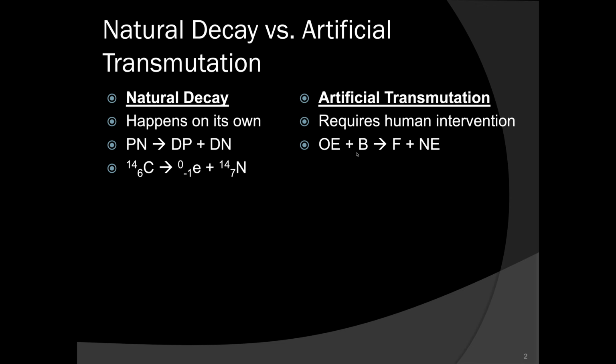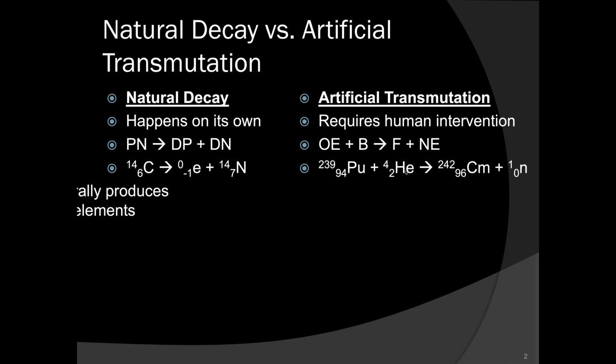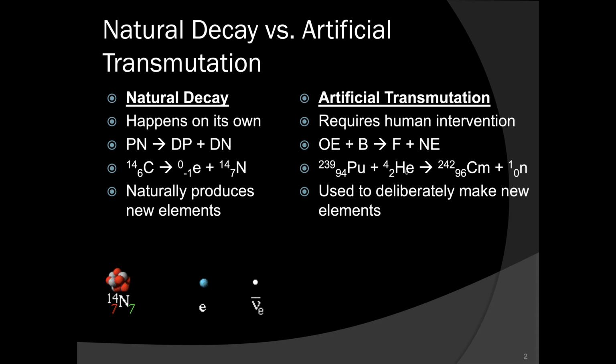So this is the natural beta decay of carbon-14 into nitrogen-17, and this is the artificial transmutation of plutonium-239 into curium-242 by bombarding it with an alpha particle. You see, plutonium-239 will not naturally turn into curium-242. It requires human intervention by whacking it with a particle bullet. Now, of course, a bullet implies a gun, and we'll talk about that in a moment. So this natural decay will naturally produce new elements, whereas artificial transmutation will deliberately make new elements.